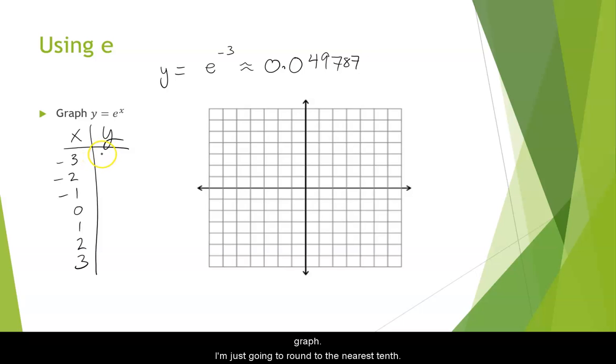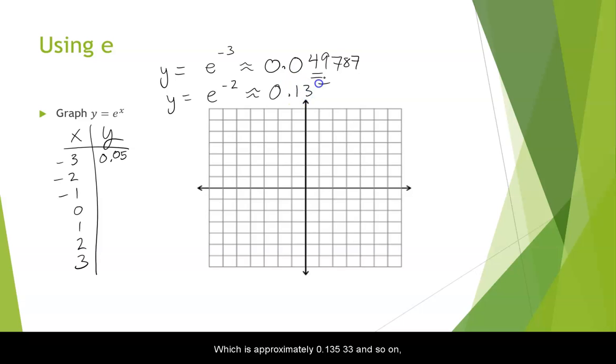I'm just going to round to the nearest tenth, which would be 0. Let's round to the nearest hundredth, 0.05. The next one, I'm going to plug in -2 for x. Y equals e to the -2, which is approximately 0.13533, and so on. So I'm going to round that to the nearest tenth and say that's 0.1. I'm going to do the same thing with e to the -1, which is approximately 0.3678. So I'm going to round that to 0.4.